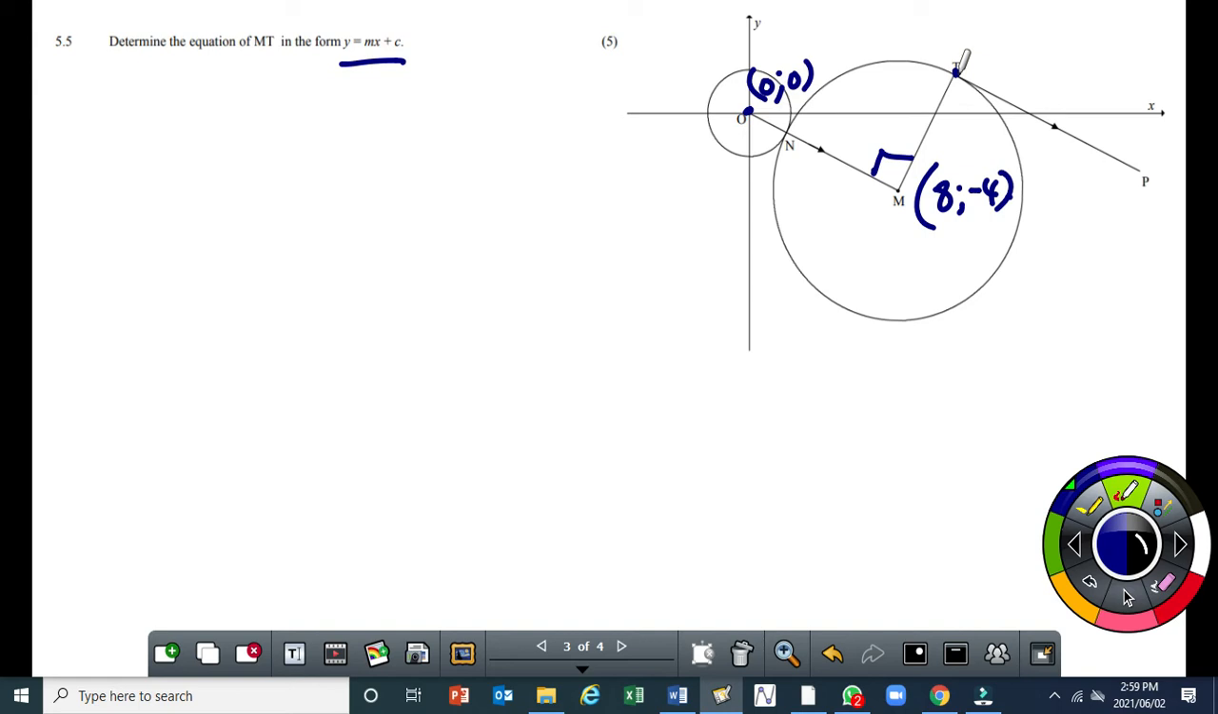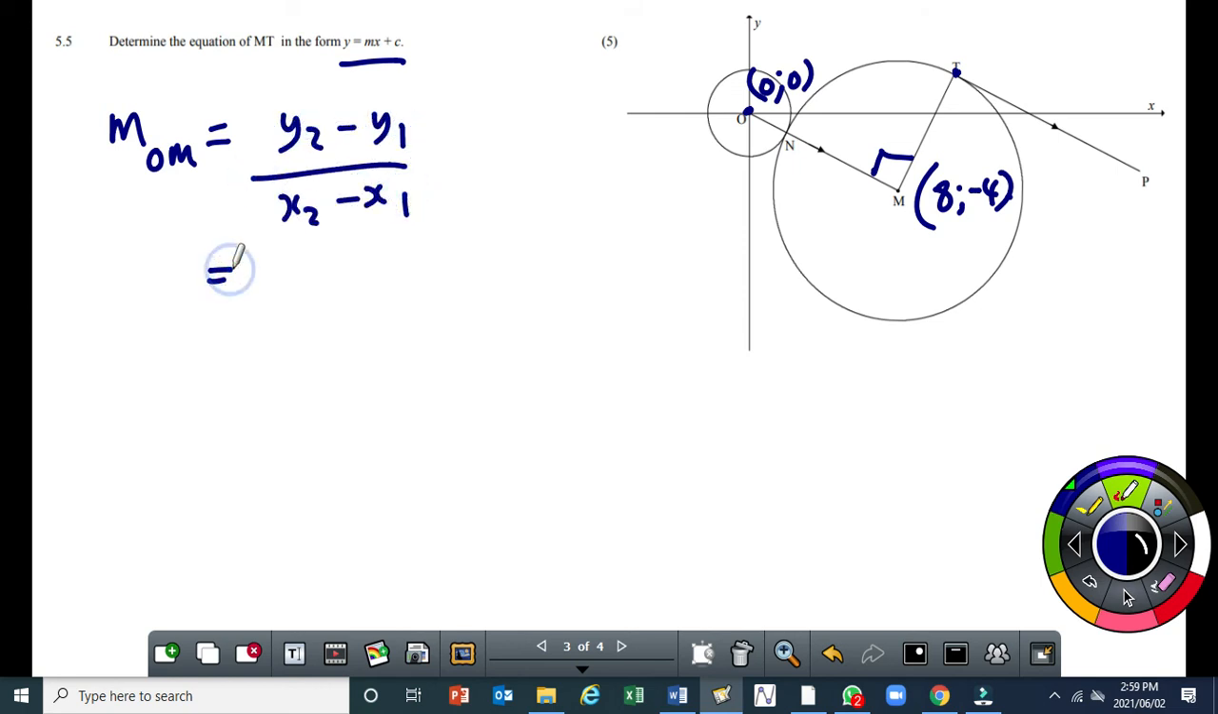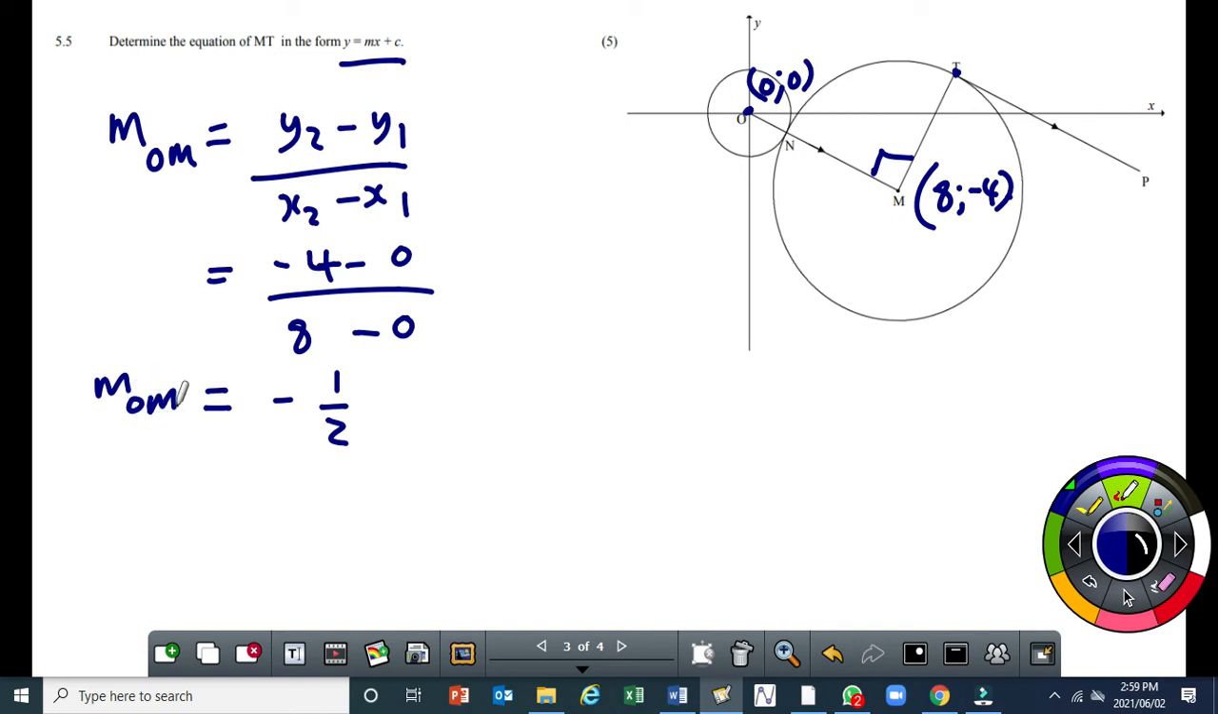Okay? So we say m OM will be y2 minus y1 over x2 minus x1. So that is minus 4 minus 0 over 8 minus 0. So the answer will be minus a half. Then you say m OM times m MT. If I multiply the two, I'll get negative 1. I already know this one here, so it will be minus a half times m MT.